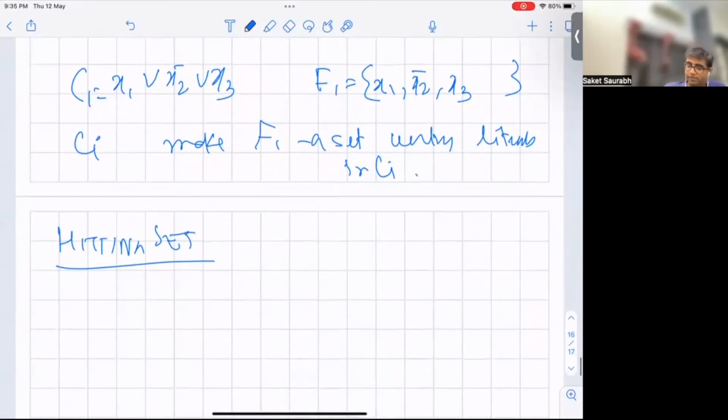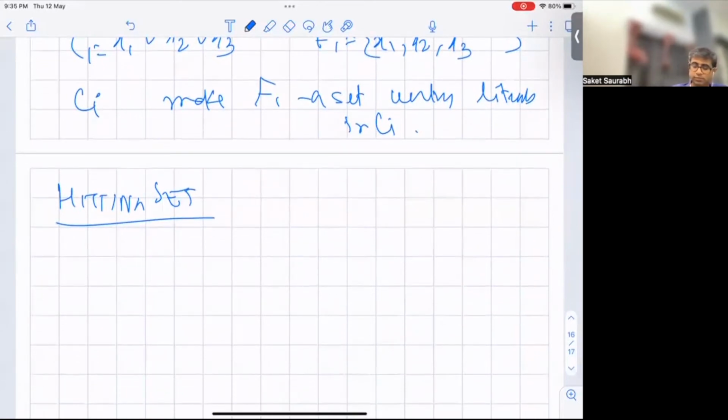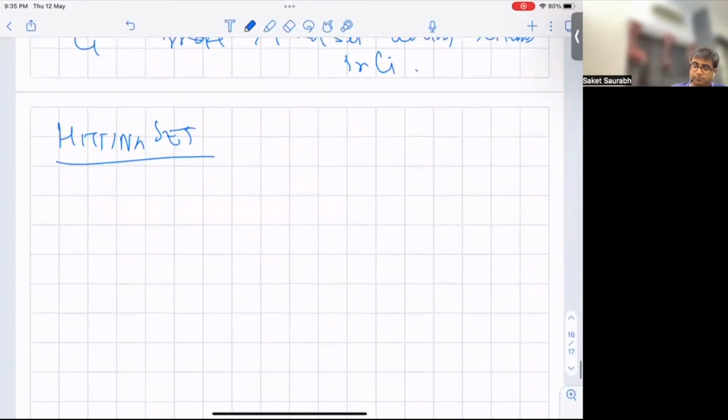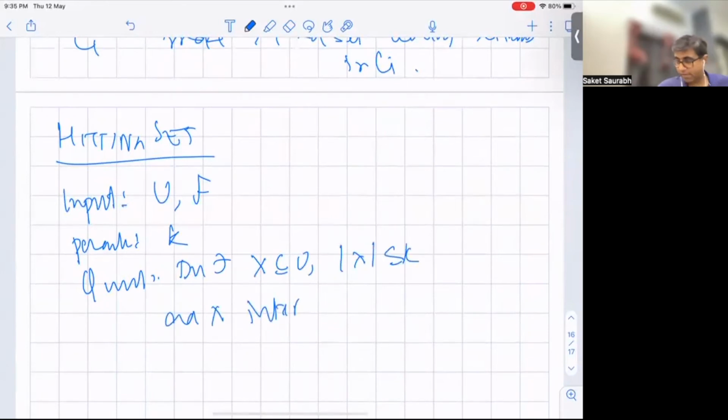So what is hitting set? The input is again a universe and a family. The parameter is K. And the question is, does there exist X subset of U, with |X| at most K, and X intersects every set in F? Okay, so this is what it is.